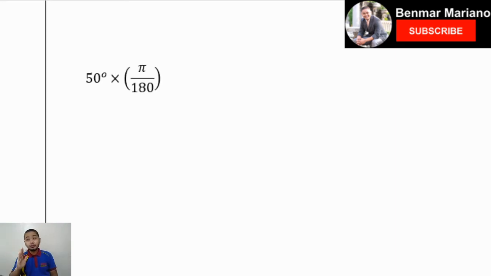So if we were going to multiply those two numbers, that would be 5 pi over 18. So the process here is not that complicated. Let us have another example.